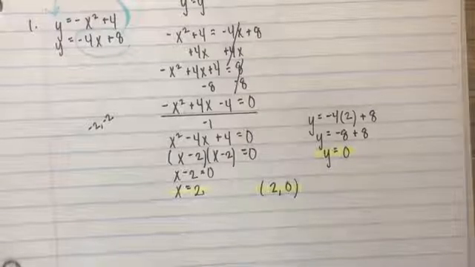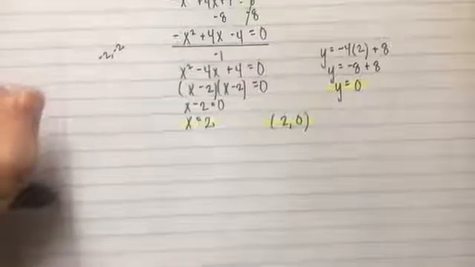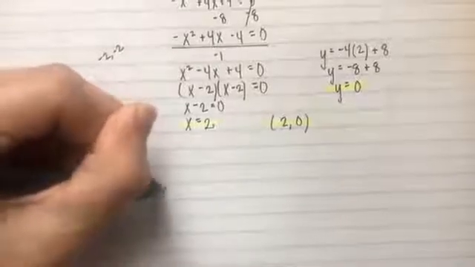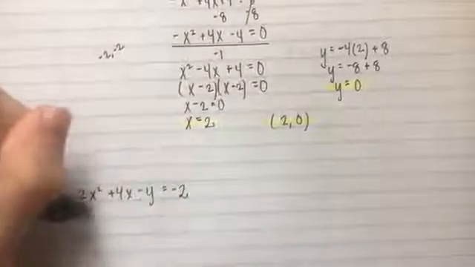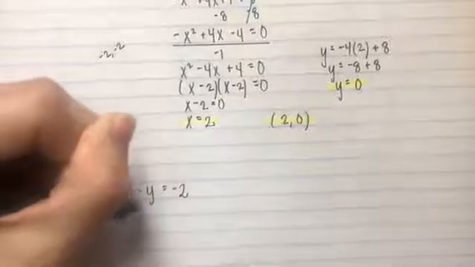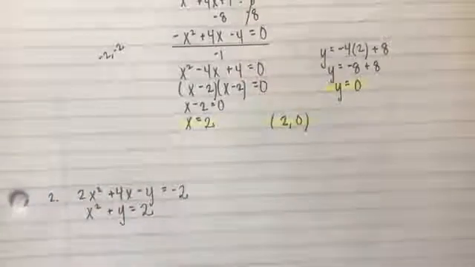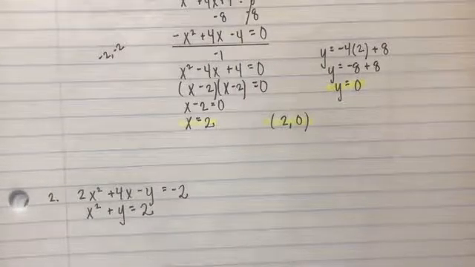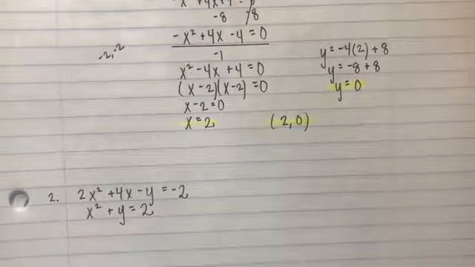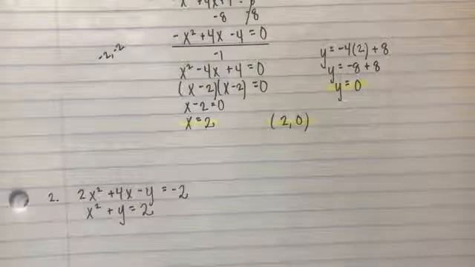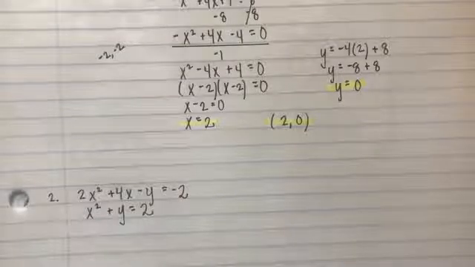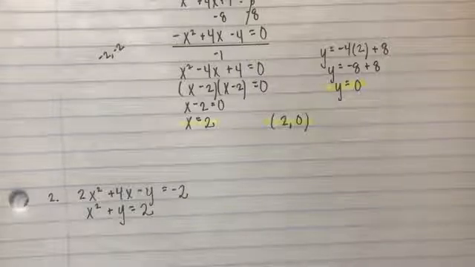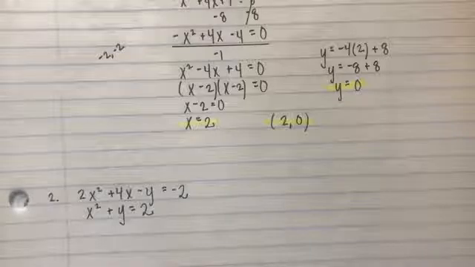And then for the next problem, the next problem is 2x squared plus 4x minus y equals negative 2, and x squared plus y equals 2. You can use substitution or elimination. It really doesn't matter. Number 3 is set up for substitution, so I want to show you elimination here. The biggest thing I need to stress is that your goal is to eliminate the y's, whether you're using substitution or elimination.